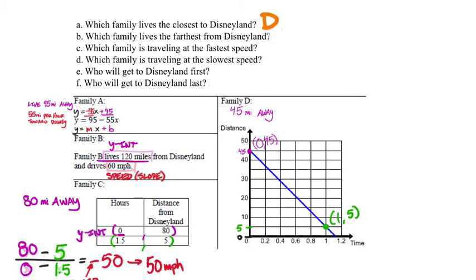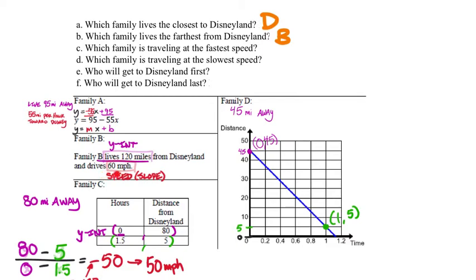Which family lives the furthest from Disneyland? Well, just look at your y-intercepts, right? 45, 80, 120, and 95. Yeah, 120 is much bigger than those. That's family B right there. Which family is traveling at the fastest speed?